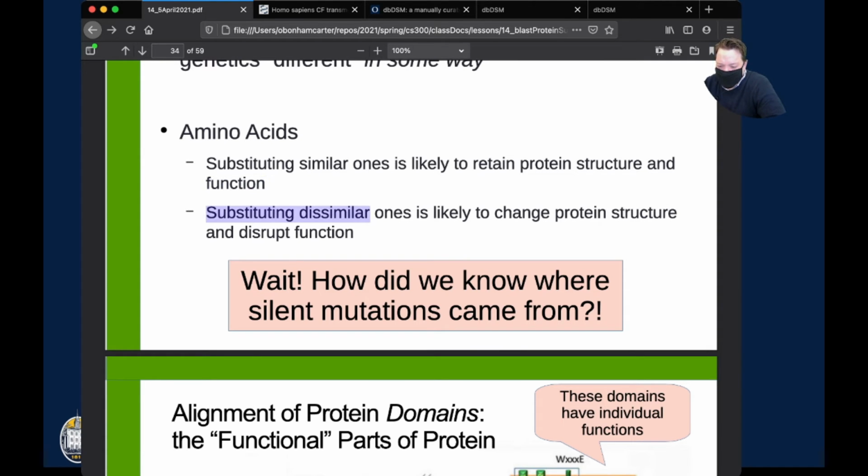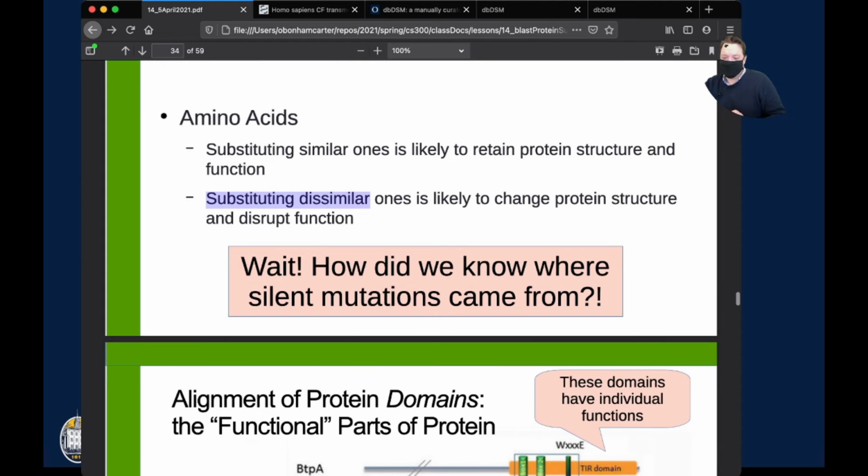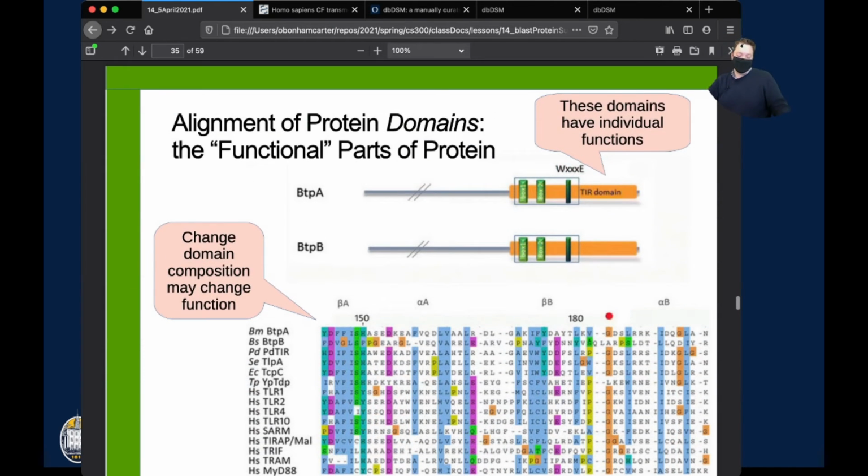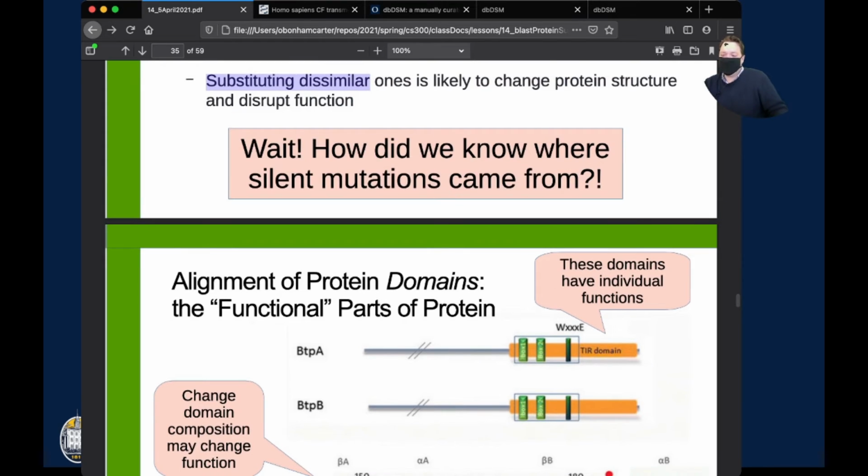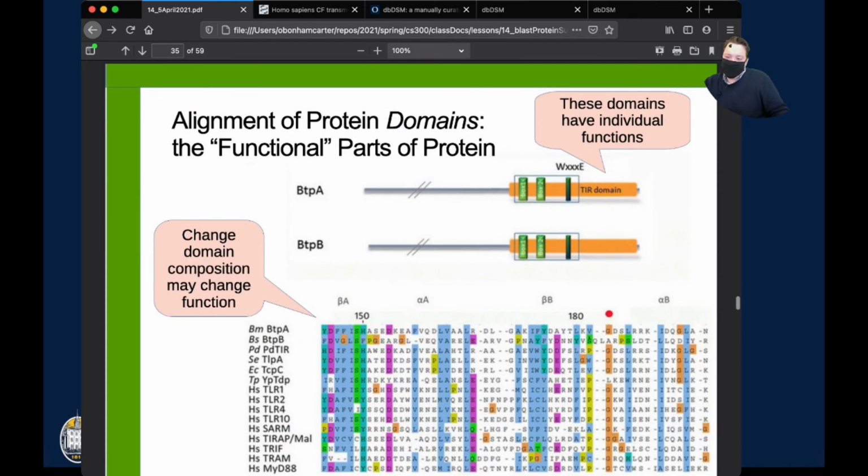But if you substitute dissimilar amino acids that have different types of chemical properties, then you may actually be really, really damaging the protein. That means the function that it used to do is no longer there. And so we ask ourselves, how do we know where these silent mutations have come from? We only have to look at our past discussions in this class. We could use alignment. We can say, okay, well, here's a protein that I know is perfectly healthy, and here's a protein which is not perfectly healthy. Where are the differences?